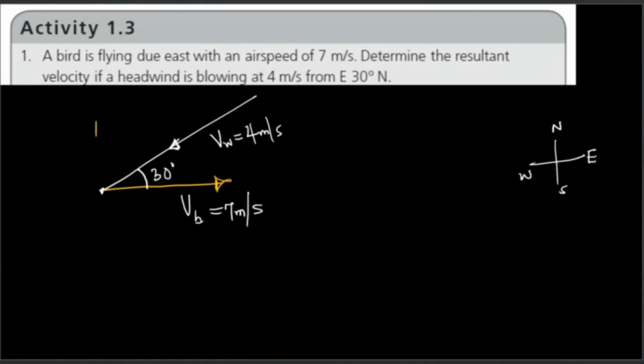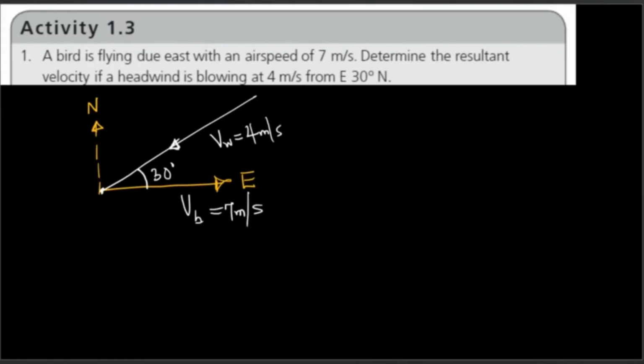Remember I told you that you are going to start with the cardinal point that the angle is referencing. This is north and this is east. They said east 30 degrees north, so the 30 degrees is going to be in that direction. So how do you determine your resultant velocity?